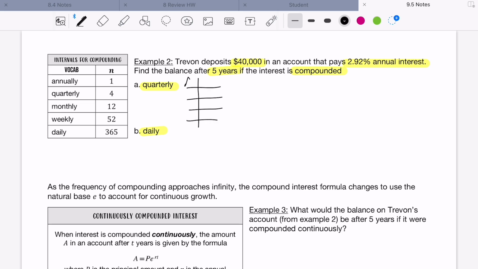So A, P, R, and T. A is what we're looking for. Trevor starts with $40,000. 2.92, move it once, and then move it twice. So that's 0.0292. Because this is quarterly, that means n equals 4. And then it says for 5 years in the problem. So then we're just going to plug it in.